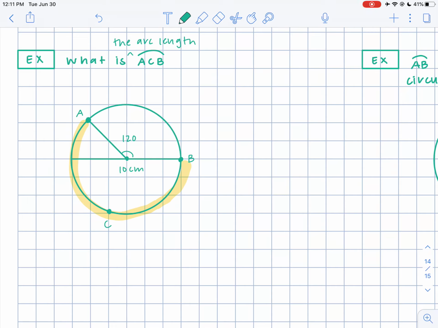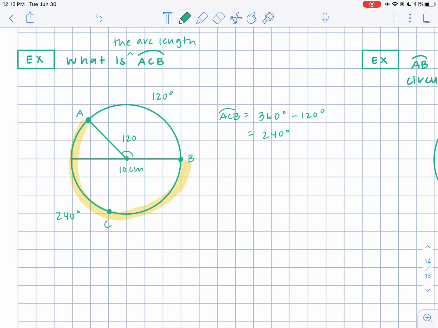Because remember, it can be in either degrees or units of length. How can we go about this? Well, we're already given the measure of the minor arc, because the minor arc is the same as the central angle, which is 120 degrees. So our major arc, ACB, remember, is 360, because there's 360 degrees in an entire circle, minus 120. So that should give us 240. So that's the measure of our major arc.